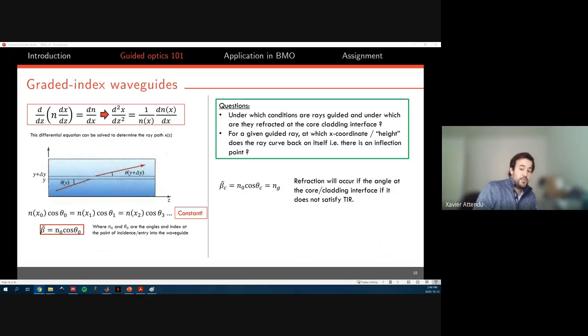So the second question: if you were trying to calculate at which height in the waveguide the beam turns around, how would you do that? It's a very, very similar question. What we just determined is how do we guarantee that the beam turns around at exactly the cladding?